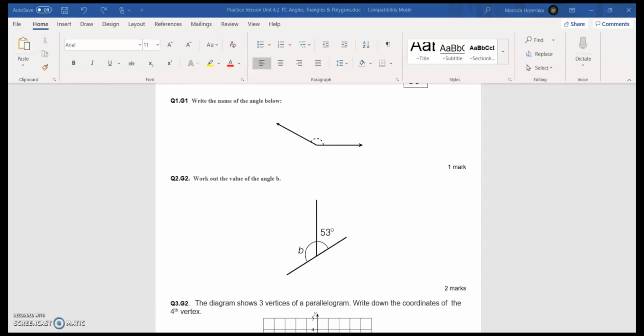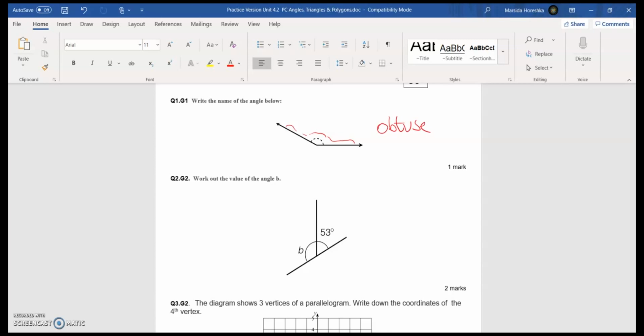Progress check 4.2 in geometry, focusing on angles, triangles and polygons for GCSE Foundation. So we've got question number 1, which is saying write the name of the angle below. So we have this angle, which I'll try and imagine to be a beach chair, and somebody who is obese is lying in this chair, and there is their big tummy. So this is similar to obese, we call it obtuse. This is an obtuse angle.